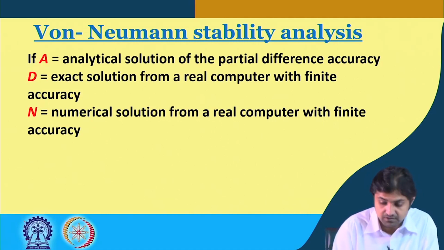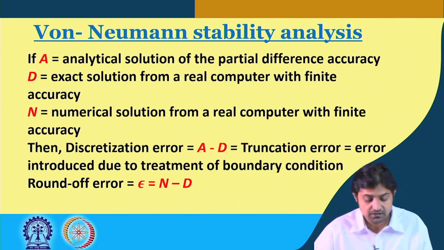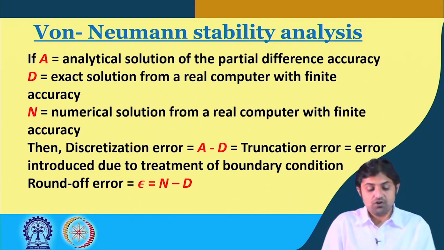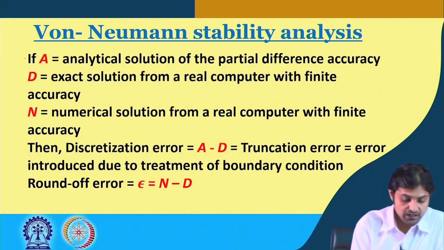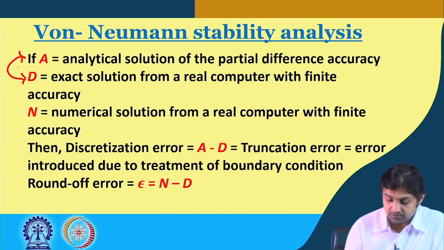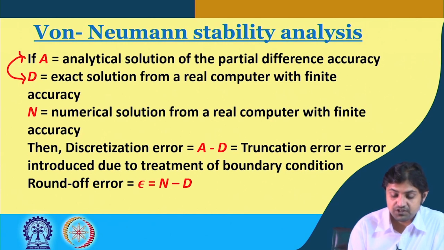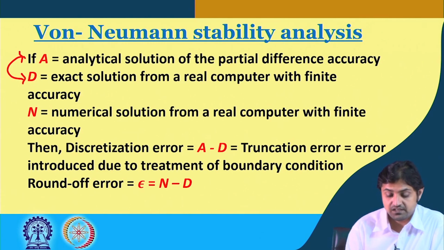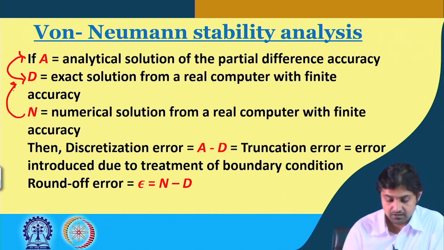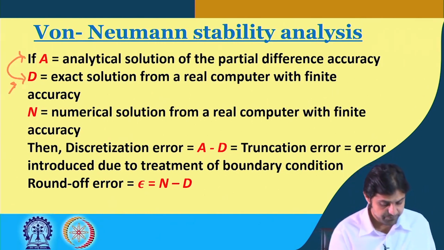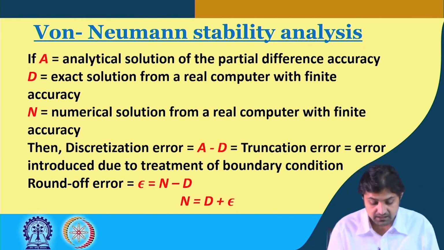If we use these three terms, then the discretization error is A minus D, which is equal to the truncation error, plus the error introduced due to treatment of boundary conditions, whereas the round off error epsilon is N minus D. So the discretization error is the difference of the analytical solution of the partial differential equation minus the exact solution from a real computer with finite accuracy, whereas the round off error is N minus D. This is the von Neumann stability analysis, and we can write N is equal to D plus epsilon.